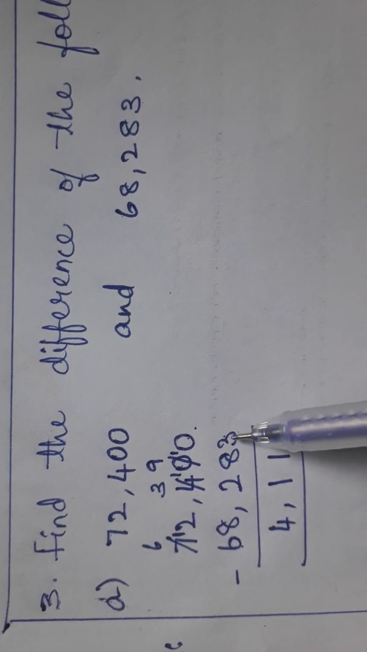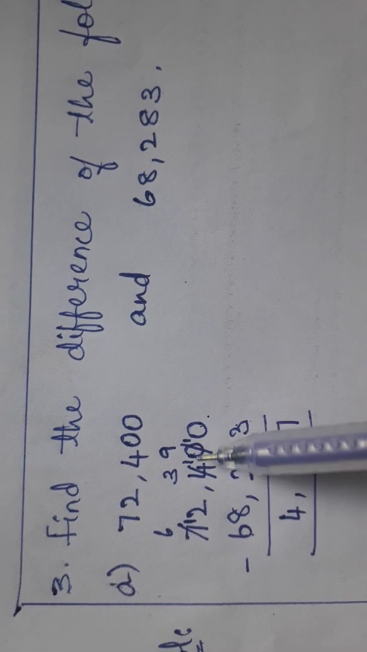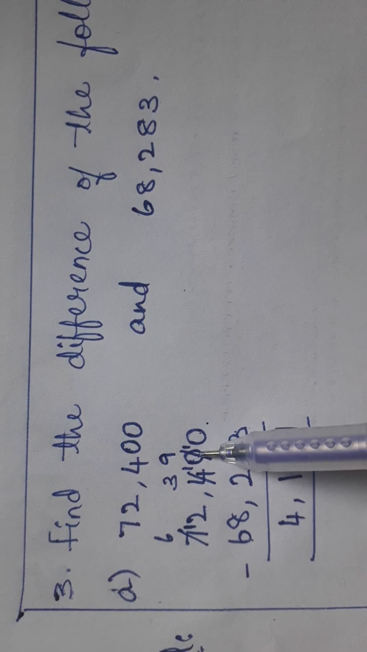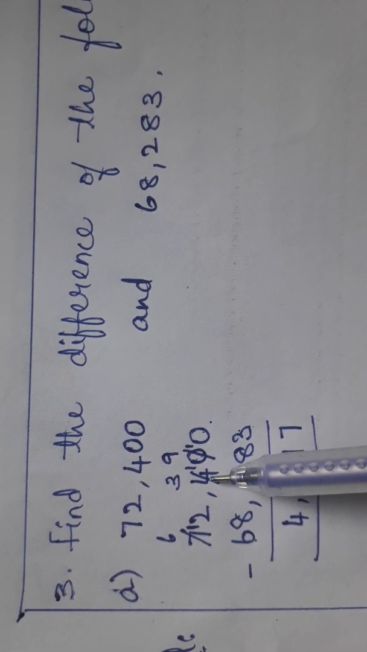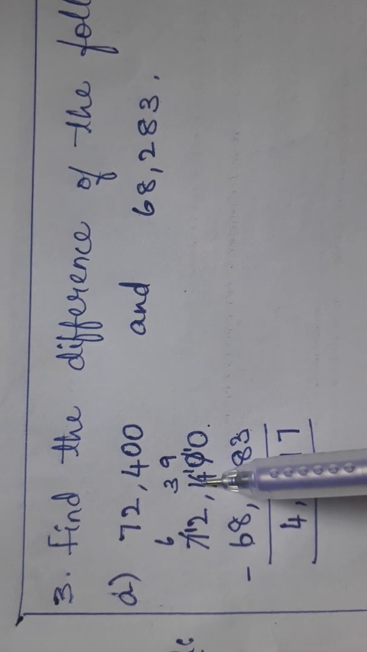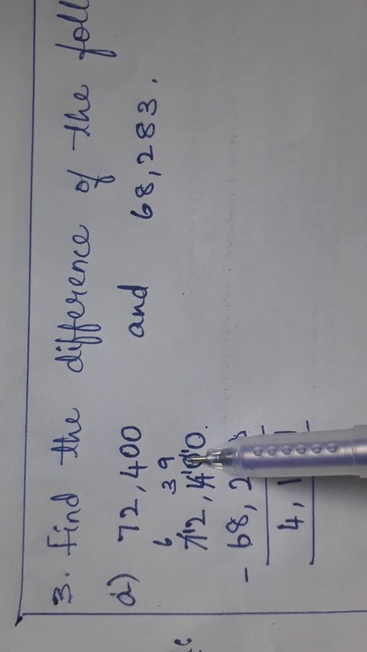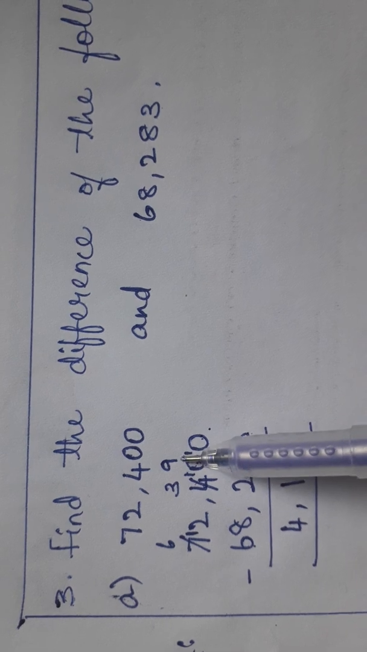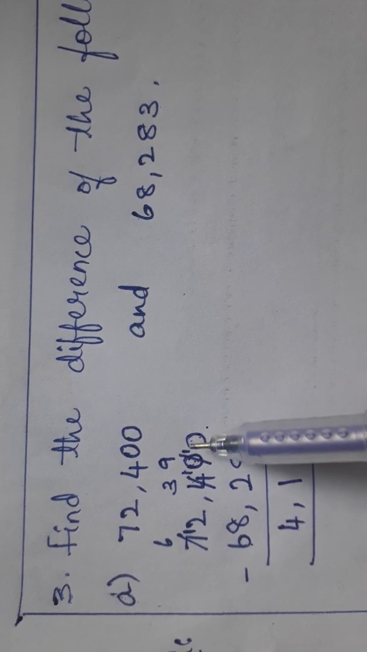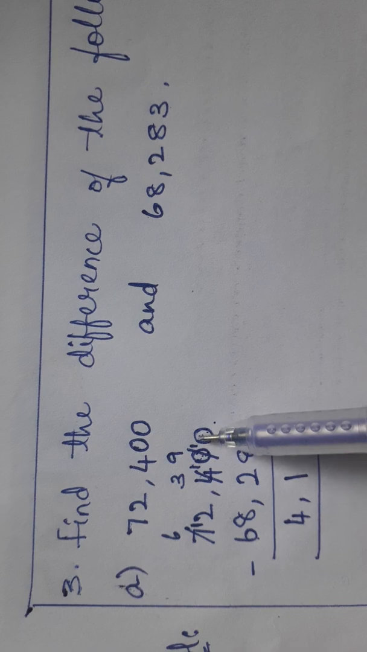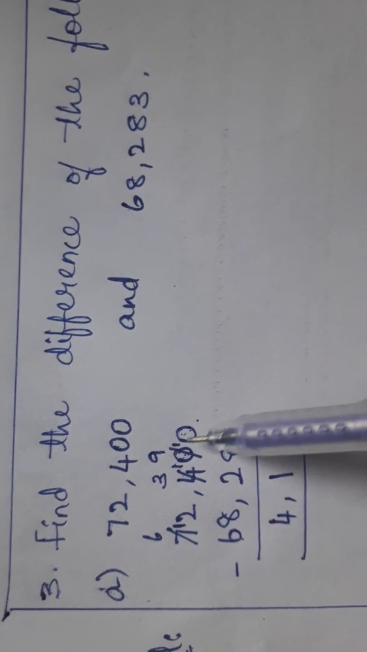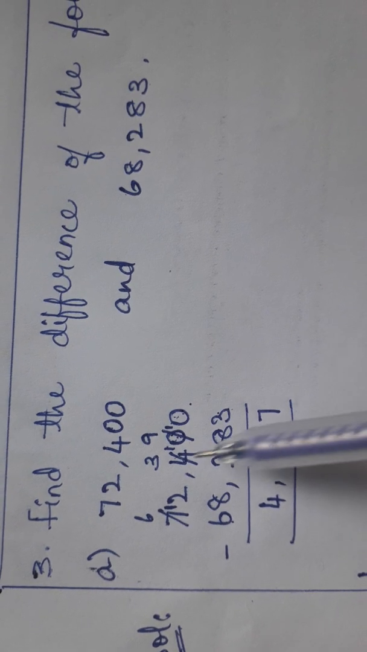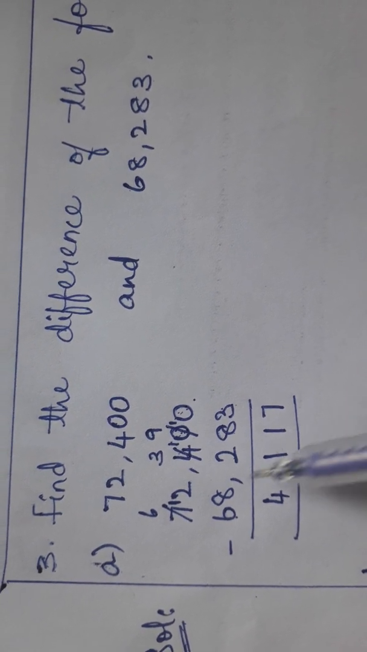So from 0 we cannot take out 3. So borrow the number. So here also 0 as we have already seen. Now take from 4 and come to tens place. It will become 10. This will become 3. Now again from here we are taking one number. So this will become 10. Here is 9. Now 10 minus 3 is 7. 9 minus 8 is 1. 3 minus 2 is 1.